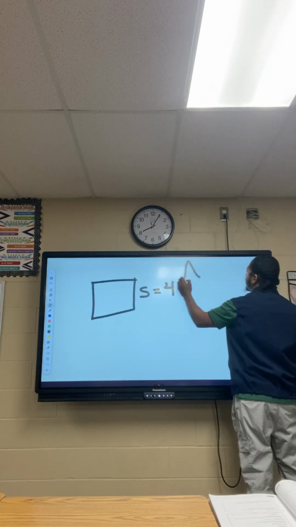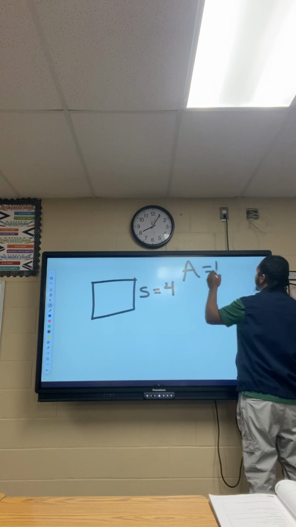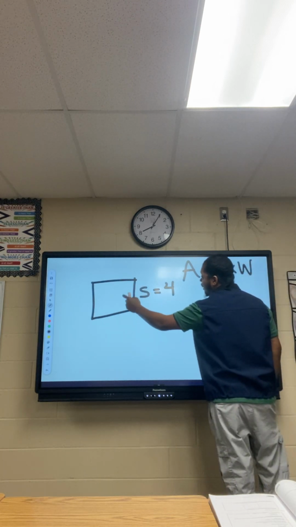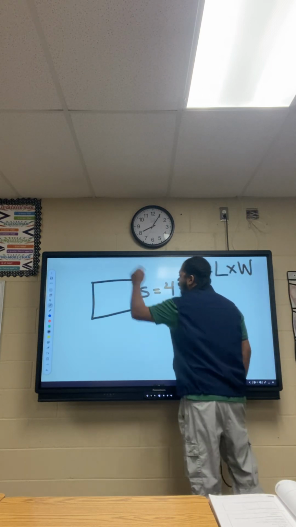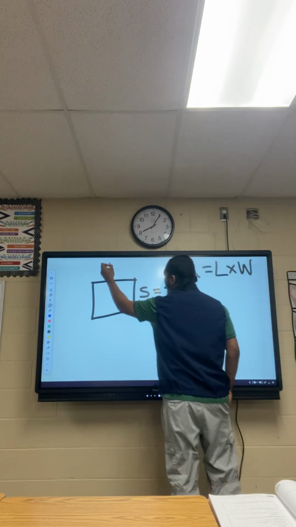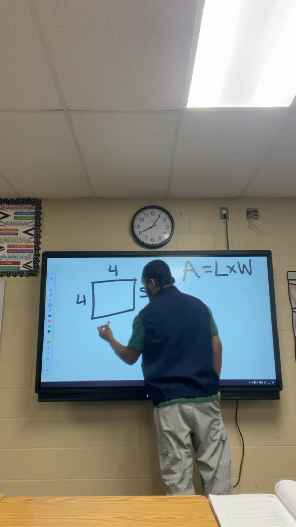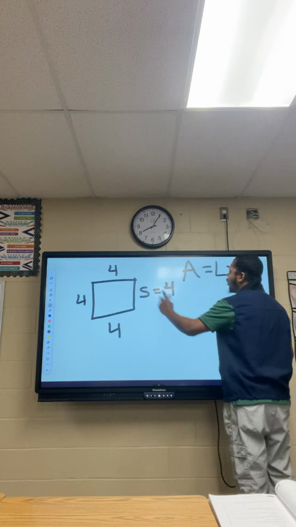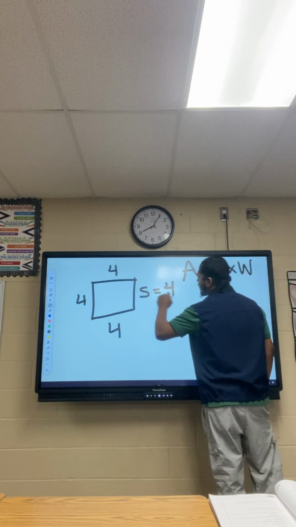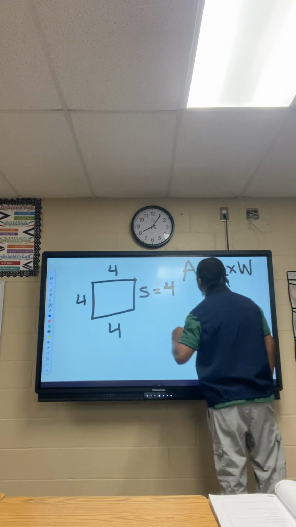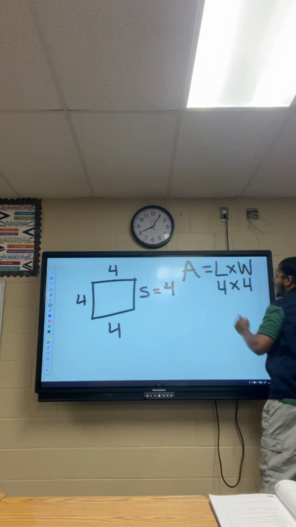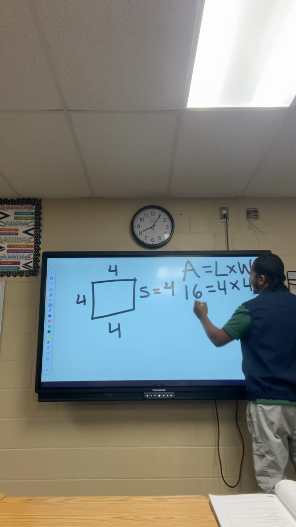Remember, area is found by multiplying the length times the width. And we are working with a square, remember? So if this side is 4, what can we say about this side, and this side? That means they're all 4, all 4 sides, okay? So if all 4 sides are 4 inches, then we'll take our side length, we'll say this is a length and this is a width, and we have 4 times 4, okay? So that means that our area will be 16.